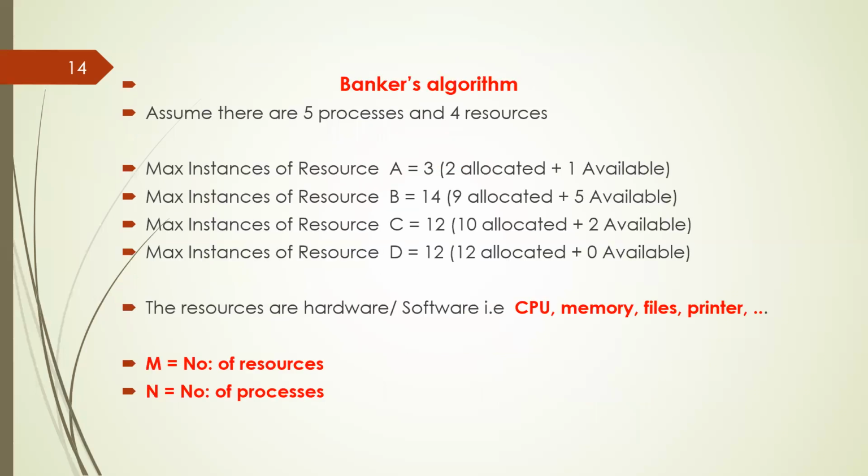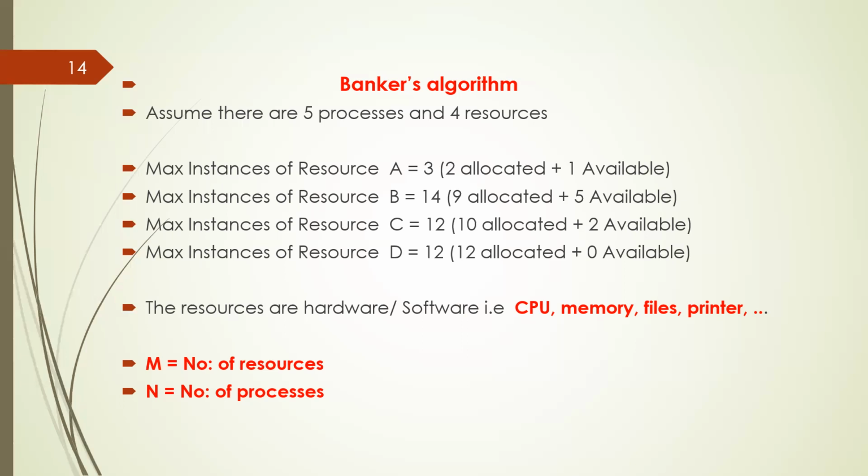Now let us go to the Banker's algorithm. Assume there are 5 processes and 4 resources. There are 4 resources A, B, C, D. And if you take the resource A, number of resources 3. Out of 3, 2 has been allotted and 1 not allotted. And if you take the resource B, number of resources available is 14. Out of 14, 9 has been allotted and 5 not allotted. Not allotted means 5 available. Similarly, resource C and D.